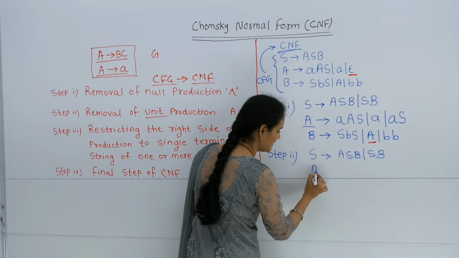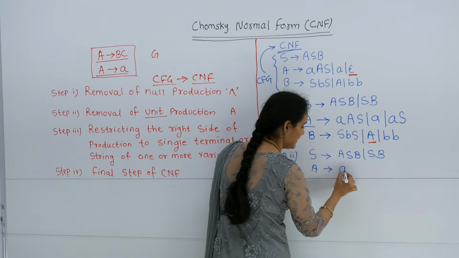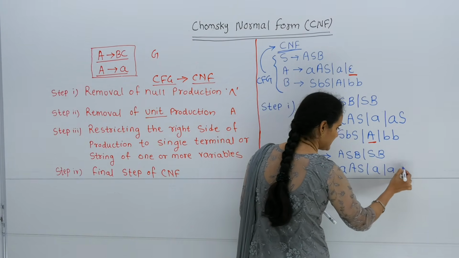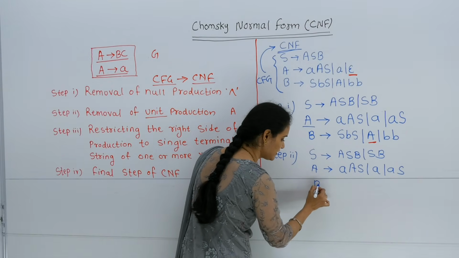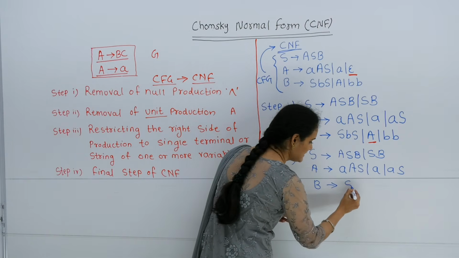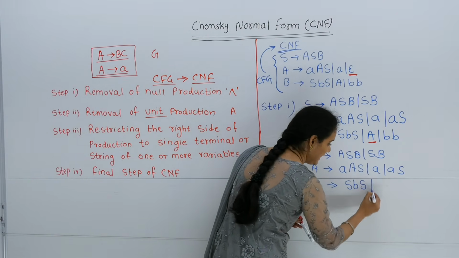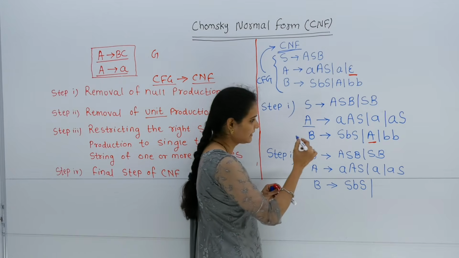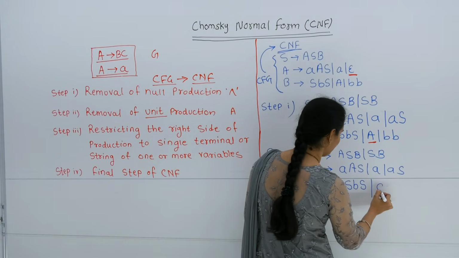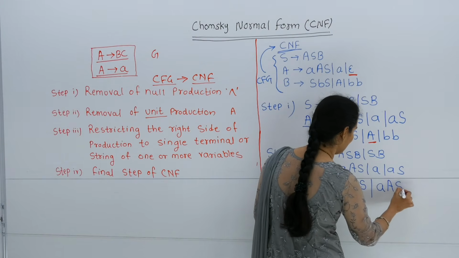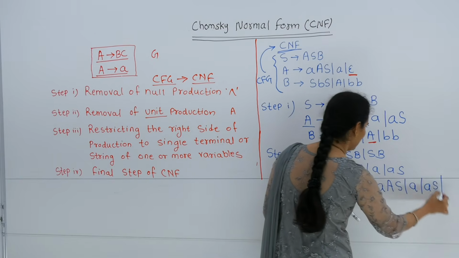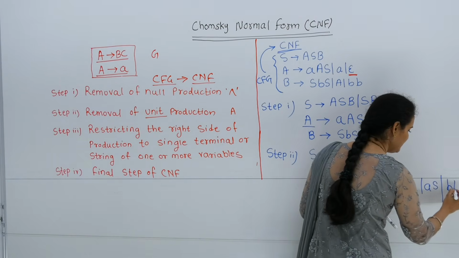The second production is A produces small a or A or AS. And in the third production we have identified the unit, therefore SBS, and that particular A can be replaced by the whole productions, like here it is AS or A or AS, and the remaining BB as it is.